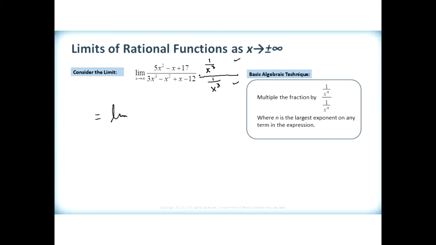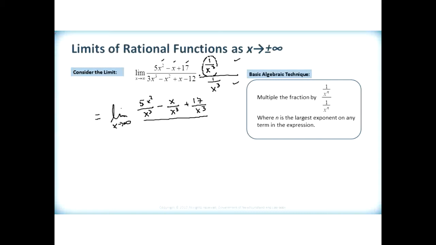So now we're going to look at this limit as x approaches infinity. The idea here is to take this reciprocated function and multiply by each of these terms using the distributive property. So I end up with 5x squared times 1 over x cubed, which gives 5x squared over x cubed, minus the next term, which turns out to be x over x cubed, plus 17 over x cubed. And in the denominator, I'll do the same thing.